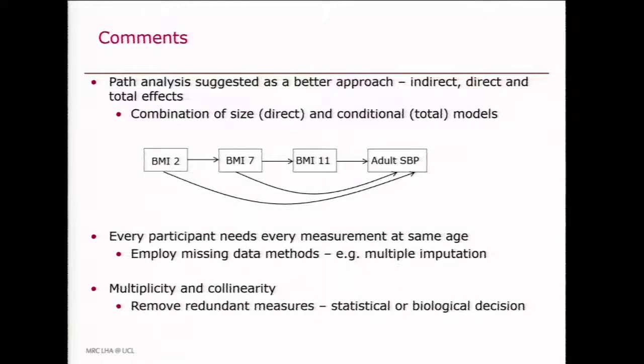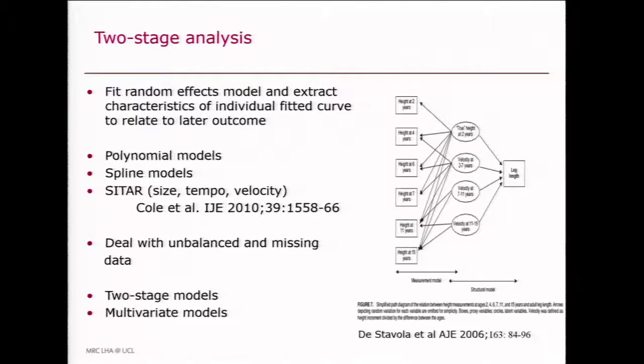And people do get rather worried about the collinearity of the measures, but I think when you read Tim Cole's paper, when you go back to his work, he says we'll remove redundant measures, and this can either be done from a statistical point of view, or we often predefine the biological periods of growth that we want to study. So although it can be a problem, if you think about the periods of growth that you're interested in, it's less of a problem.